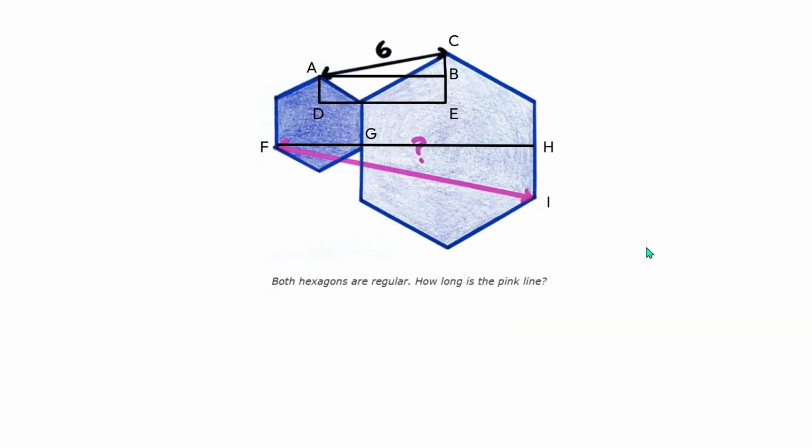Okay, right off the bat, I can already tell that AB times 2 equals FH. Because AB is half of the length of this hexagon and half of the length of this hexagon, and FH is the full length of both hexagons. Therefore, AB times 2 equals FH. Now, IH is half of this length of this hexagon. Therefore, IH is half of the difference of sides.